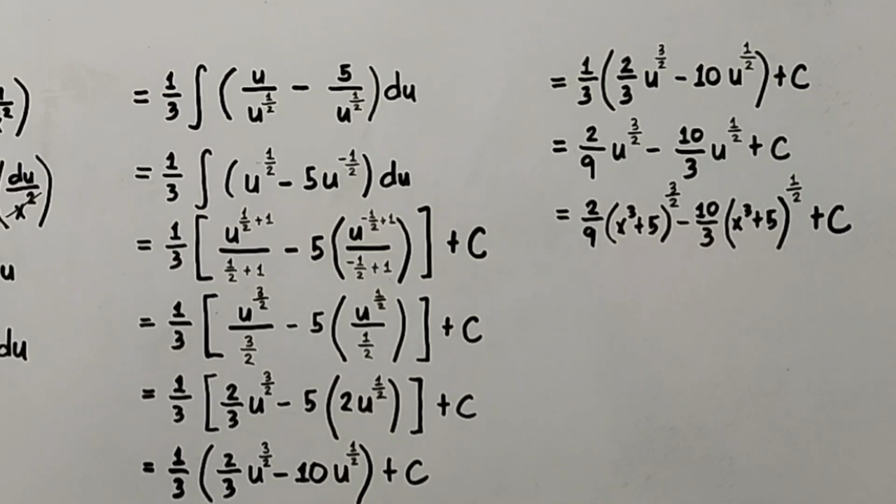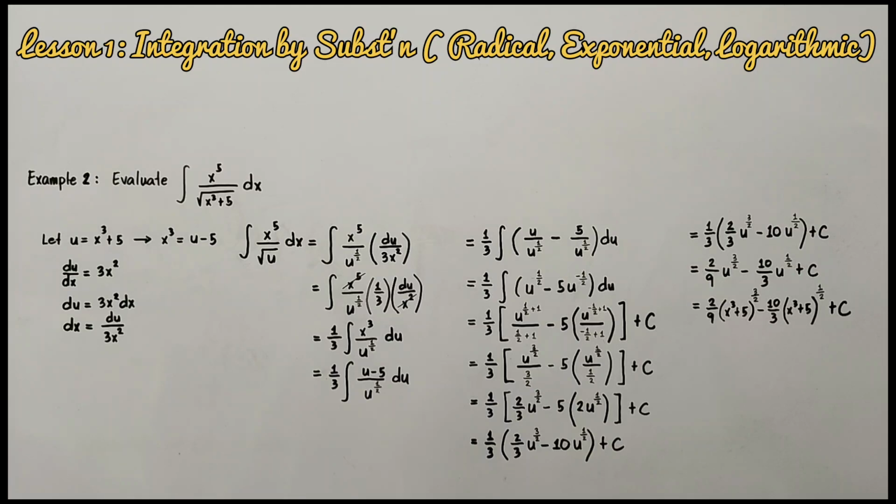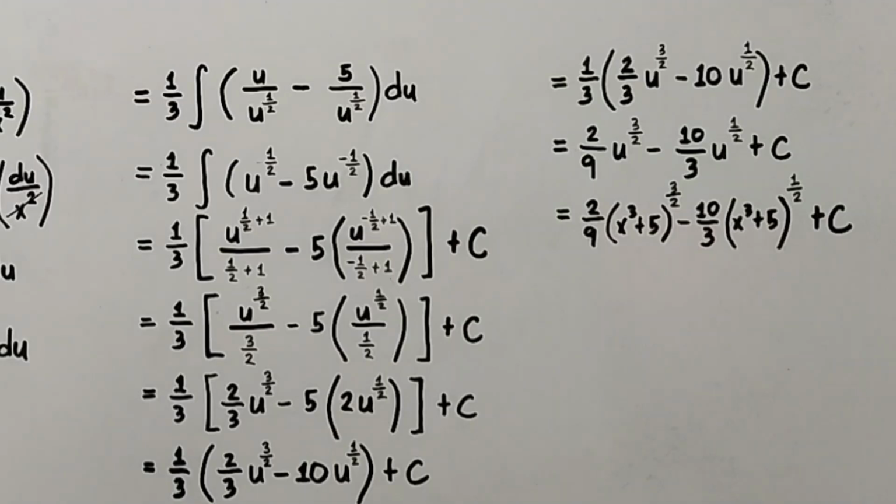Before we substitute the value of u equals x cubed plus 5, we will first distribute 1/3 to the binomial. 1/3 times 2/3 u power 3 over 2 is equal to 2 over 9 u power 3 over 2. 1/3 times negative 10 u power 1/2 is equal to 10 over 3 u power 1/2 plus c. This time, we will plug in the value of u, which is x cubed plus 5. Our final answer is 2 over 9 (x cubed plus 5) raised to 3 over 2 minus 10 over 3 (x cubed plus 5) raised to 1/2 power plus c.